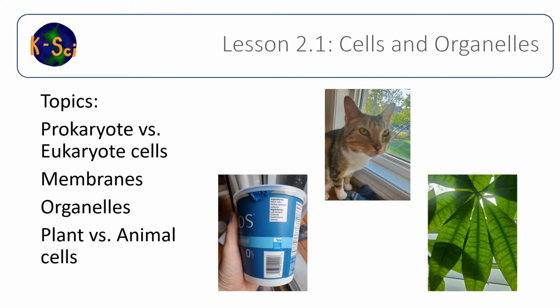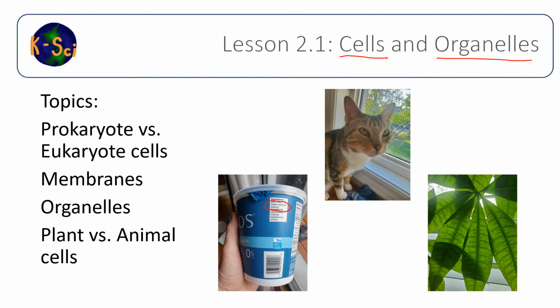This unit we're going to focus first on cells and the little components inside of them. And then later on we're going to learn a little bit more about how those cells reproduce and how they can combine together to make organs and organ systems as we go along. So first of all, we're going to look at the cells themselves.